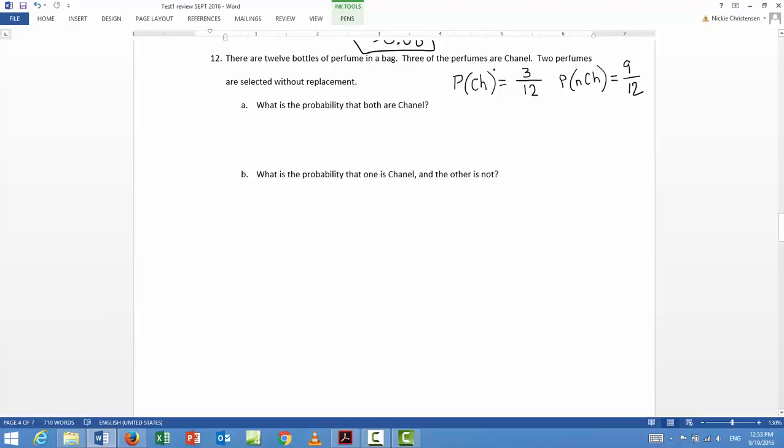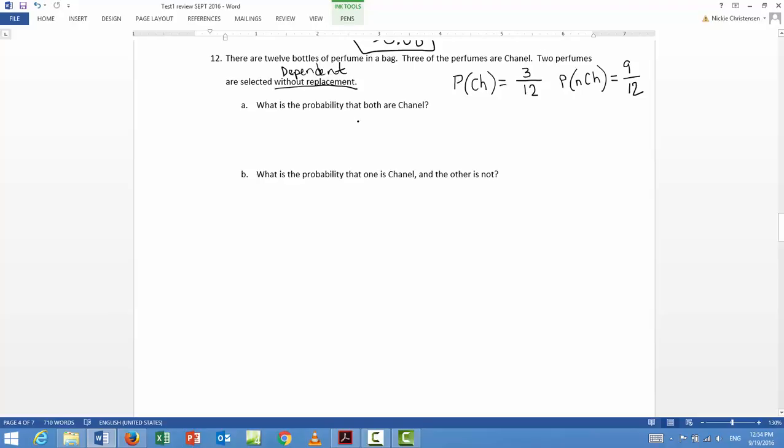Okay, then it tells us 2 perfumes are selected without replacement. Now, they're selected without replacement, so this means the events are dependent. And you need to remember that 2 perfumes being selected means 1 by 1. We talked about that a lot in class. Every class, every section that I teach.